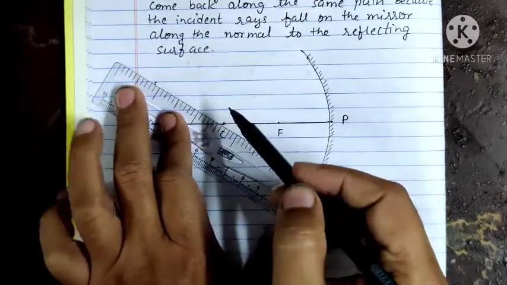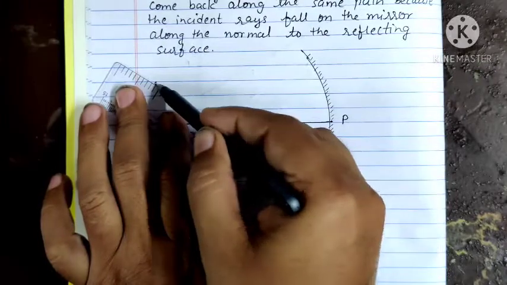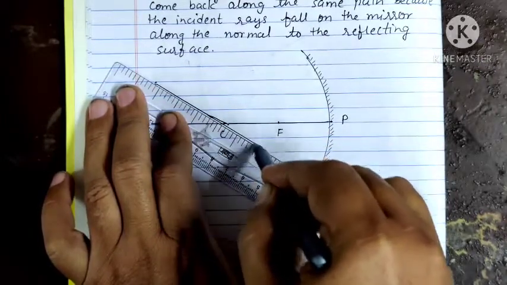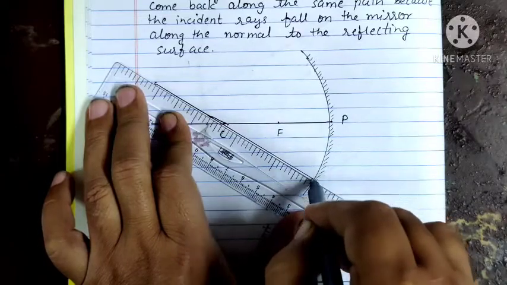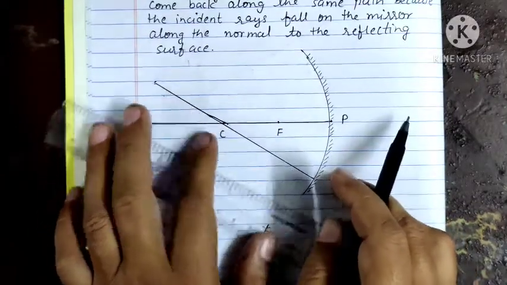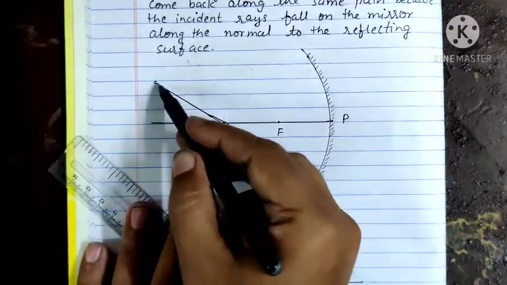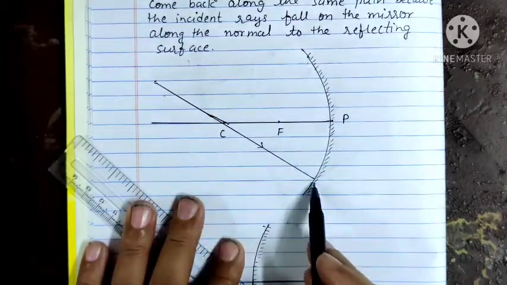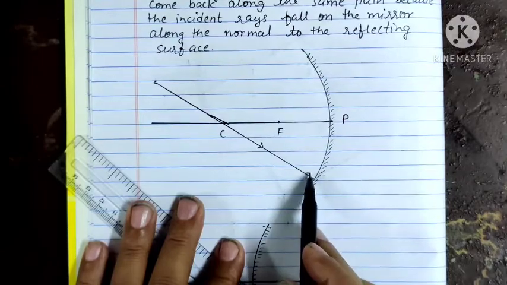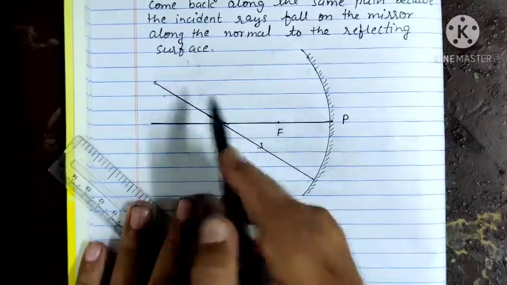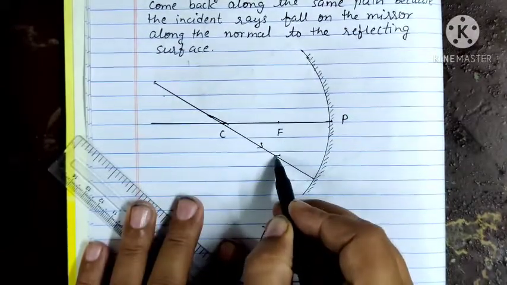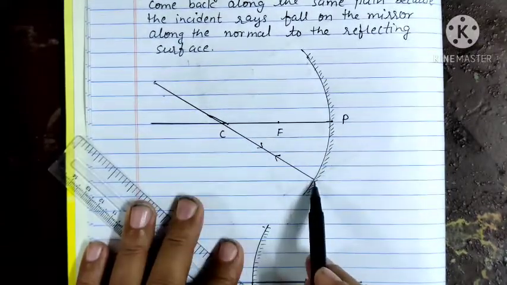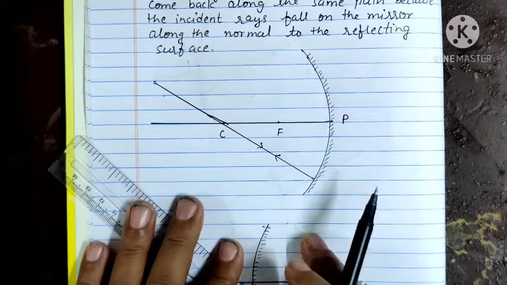In the case of a concave mirror, a ray passing through the center of curvature, after reflection, is reflected back along the same path. This is a ray of light passing through the center of curvature. So after reflection it is reflected back along the same path. So this is how the ray of light passes from the center of curvature and reflects back along the same path.